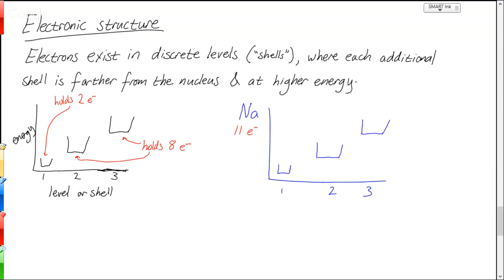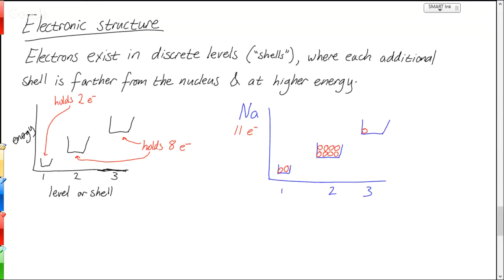Remember, the first one holds 2, then the second one holds 8, and then the third one holds 8. So we're going to just count them out. 1, 2, 3, 4, 5, 6, 7, 8, 9, 10. Now we've got 8 in the second, so that's full. So that 11th one has to go up here. That's not too hard, right? That's the electron configuration for sodium as far as we need to know it. This tells us that there are 2 electrons in the first energy level, 8 in the second level, and 1 in the third level.